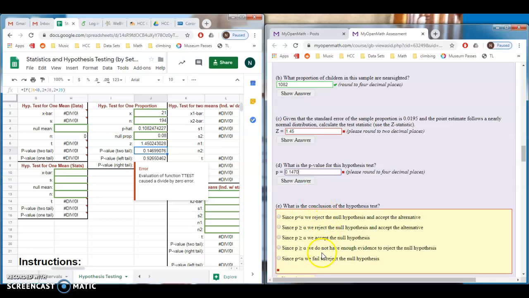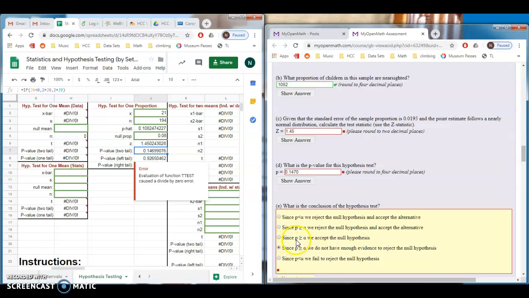We can now select which one we're doing here. So the probability of success was about 15%, which is bigger than alpha. So now we've done these choices, right? We do not have enough evidence to reject the null hypothesis, and this is what we're going to choose.